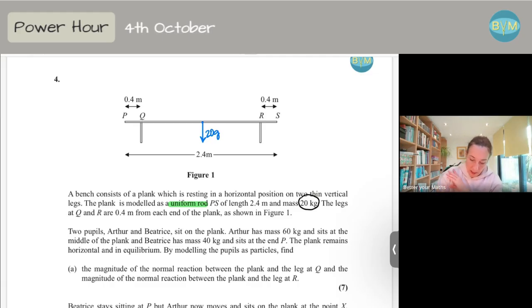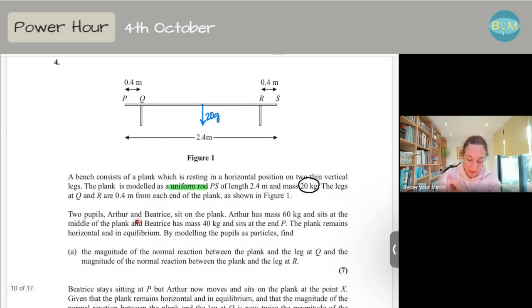Now, we know these distances, so 0.4, 0.4, and it says two pupils, Arthur and Beatrice, sit on the plank. Arthur has mass 60 kilograms and sits at the middle of the plank. So he's sitting here. We say this is the midpoint, so this boy is sitting here as well. It's 60 kilograms, so I will have another force in the same place, which is 60G. And then Beatrice is 40 kilograms and sits at the end P. So I have Beatrice sitting here and it's 40G down.